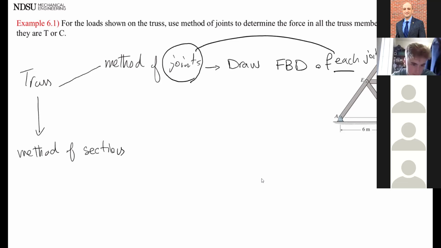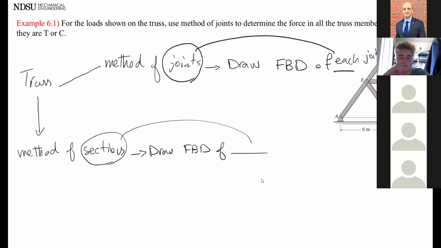Okay. In the method of sections, I have to draw a free body diagram of what? Again, the name of it is method of sections, so that should be a hint. The sections in the truss. I'll talk about what sections means. Okay. So there are only two ways to analyze trusses. Either draw a free body diagram of each joint, which this problem number 1 tells you to use, method of joints, which we're going to go over, or use method of sections.